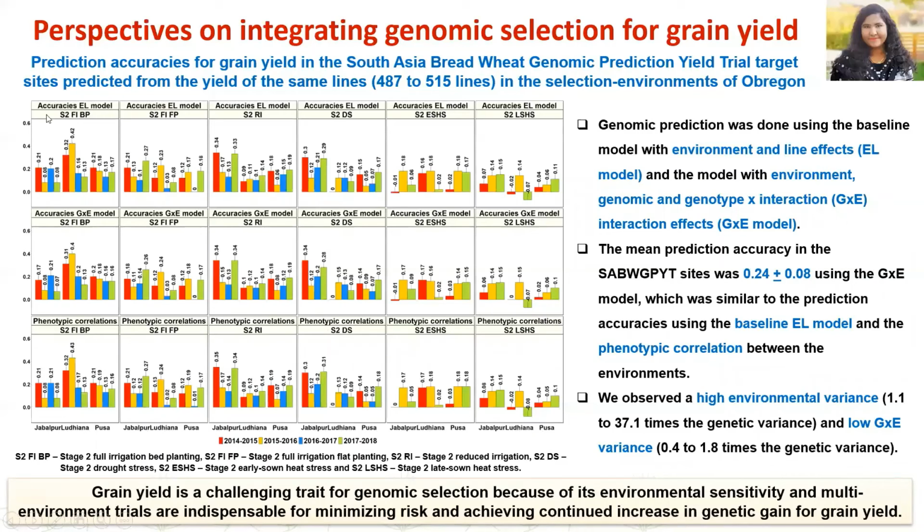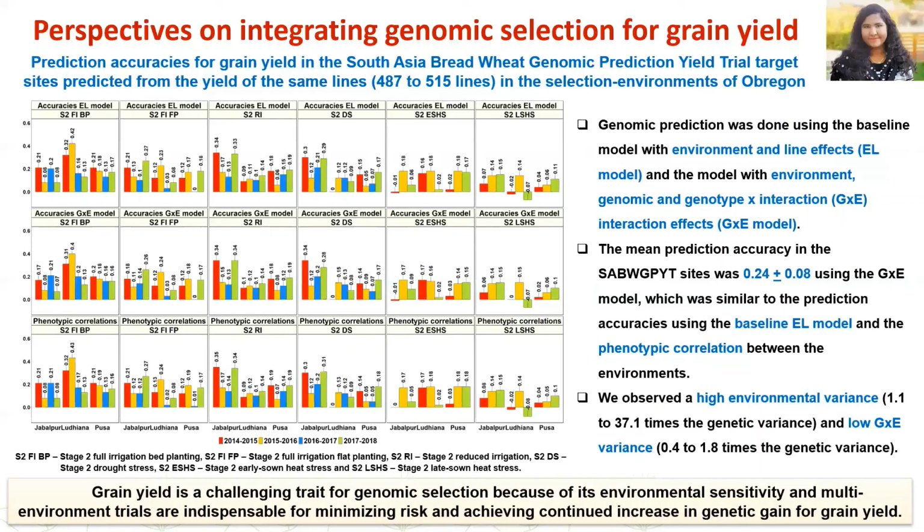As you can see very clearly in this figure, the accuracies using the environment line model and the G by E model were very similar in most cases. And so they were also very similar to the phenotypic correlations. A major conclusion here was that if you were to predict 2 different environments, the prediction accuracy is going to be very similar to your phenotypic correlation, and the accuracies that you get from just an environment line model are going to be very similar to a model from a G by E, especially if you're just predicting the same set of lines in 2 different environments. So G by E models are not going to be very useful for genomic prediction. So that was our take home from there.